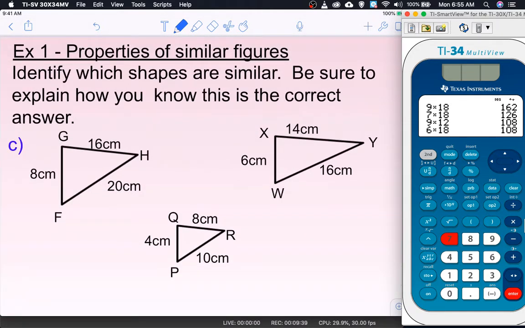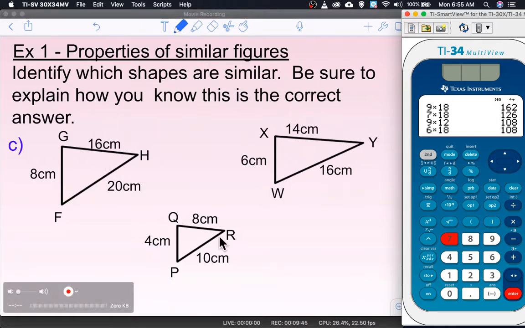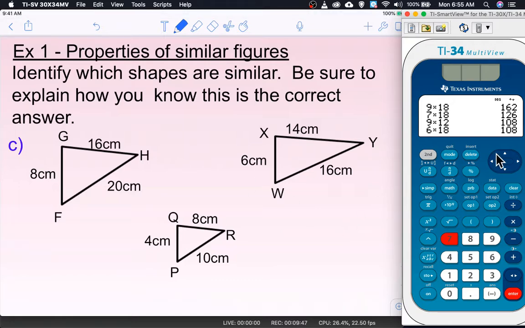All right, letter C. I would like you to try this one. So you have 3 triangles, just like we had in the previous problem. And I want you to figure out which 2 are similar. And if you take a little bit of time and look first, you might be able to get it right on your first try. You still need to do the proportion to prove it, but you might be able to find the right pair the first try. Go ahead and pause the video, try it out. When you're ready to continue, hit play, and we'll go through it together.